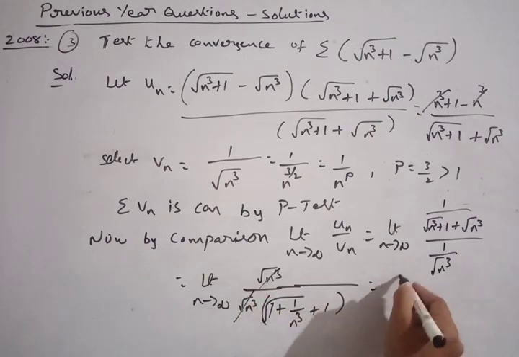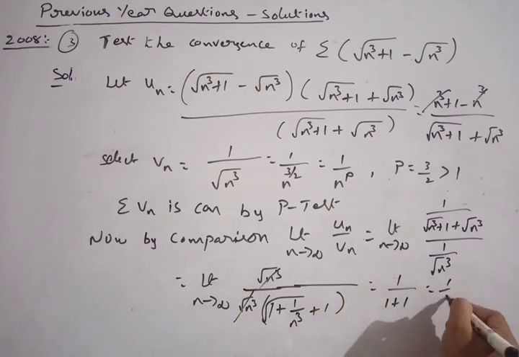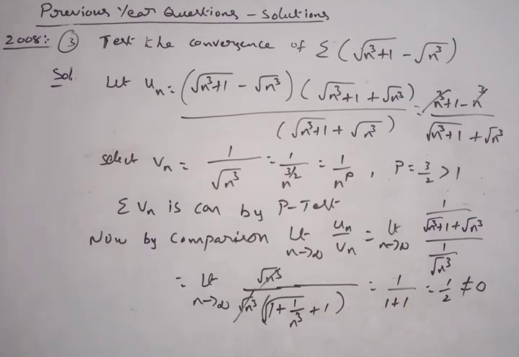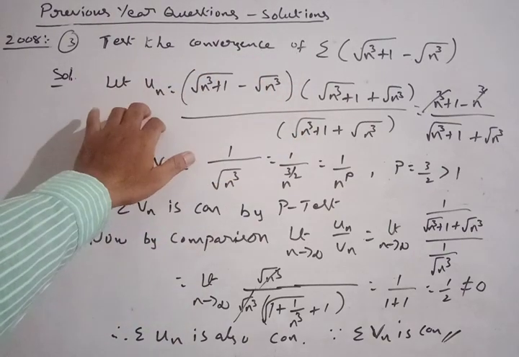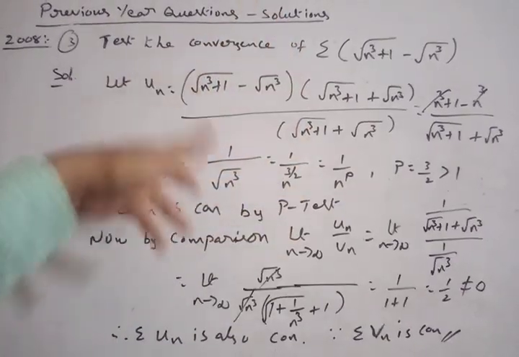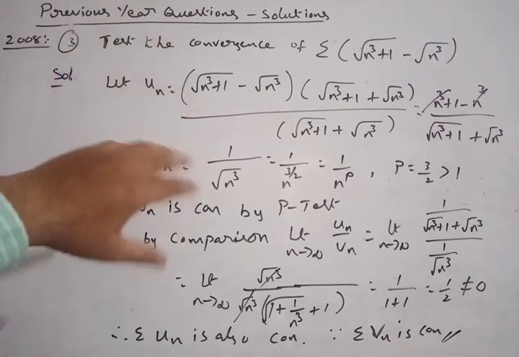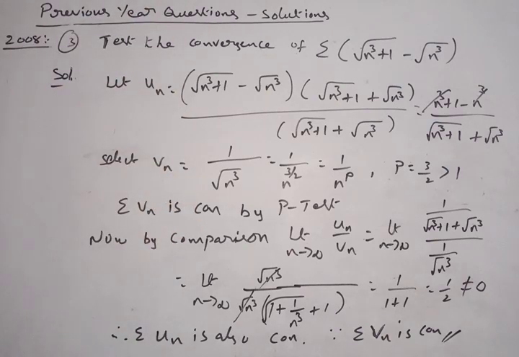Root n cube gets cancelled, you get 1 plus 1, 1 by 2, not equal to 0, right? So therefore sigma un is also convergent, since sigma Vn is convergent. Correct? Like this you need to solve this problem. Understood this problem, right? So rationalize, a very important problem on this method. On rationalizing, he gave 3-4 problems. Just solve these problems. Right? Next, see the another problem.